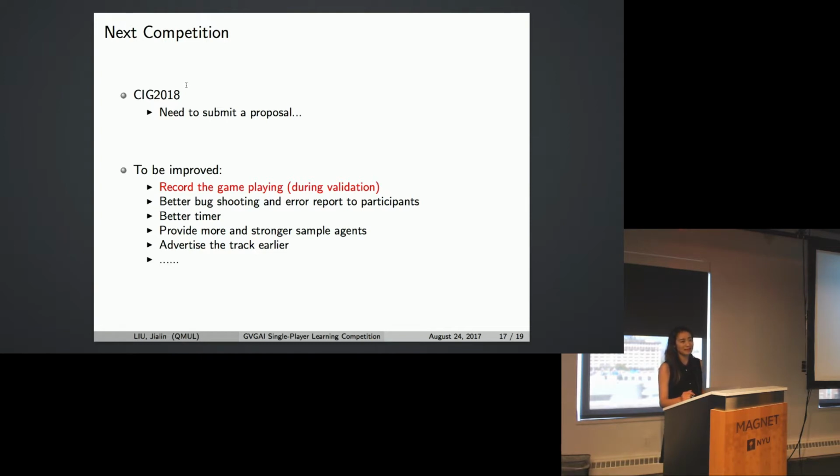So maybe next year, we need to give better bug reporting and error messages to our participants, a better timer, and provide more and stronger sample agents. But I don't know if it's very important or not, because the sample random agent is very strong. And we need to advertise the track much earlier to attract more participants. And for the next competition, we'll be organizing CIG 2018, which needs a proposal to be submitted.